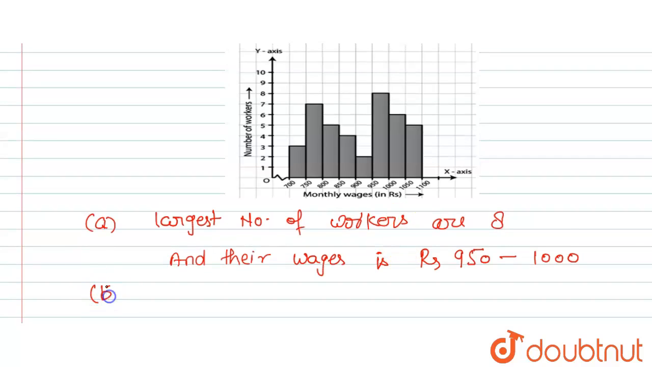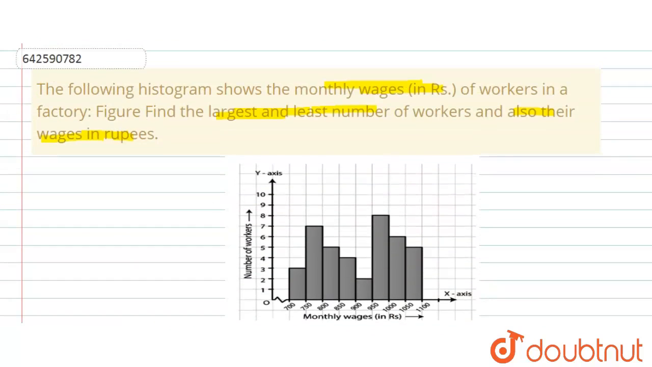Now we will solve the B part. So here we will find the least number of workers. So that means the least number of workers means the lowest rectangle. Okay, so here you can see that the lowest rectangle, this, and the corresponding value of this, that is 2. That means the number of workers will be 2. Okay, and the wages lie from 900 to 950.